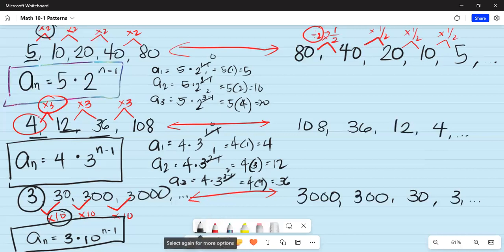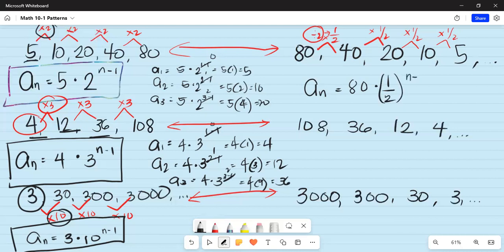So, same process. Our first term is 80, and the number being multiplied is 1/2. We do the same process. So this becomes a sub n is equal to the first term, 80, multiplied by the number being multiplied, which is 1/2, raised to n minus 1. Don't forget to enclose your fraction with parentheses so that your exponent will include even the denominator. That's it. So let's just try if this is correct.